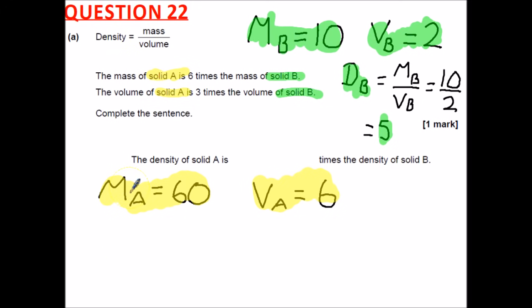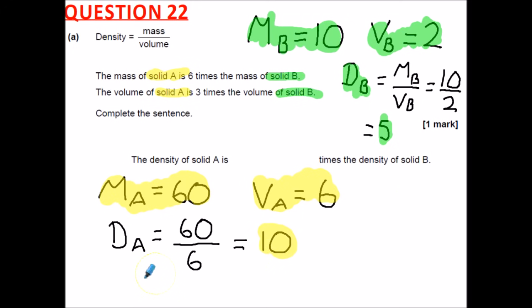And so using this formula at the top, the density of solid A would be its mass, which is 60, divided by 6. How many 6's make 60? It'd be 10. So what we've shown here is that if the density of B is 5, the density of A is 10. So the density of A is bigger than the density of B, it's twice as big. And so what we need to put here is the density of solid A is 2 times the density of solid B.